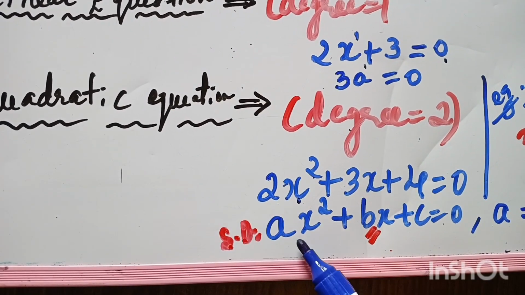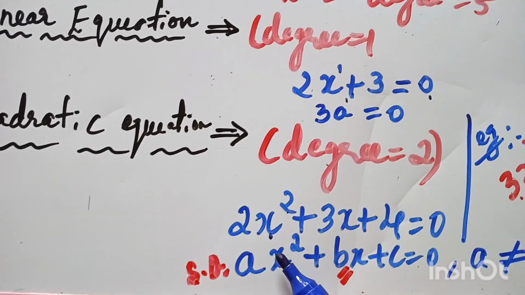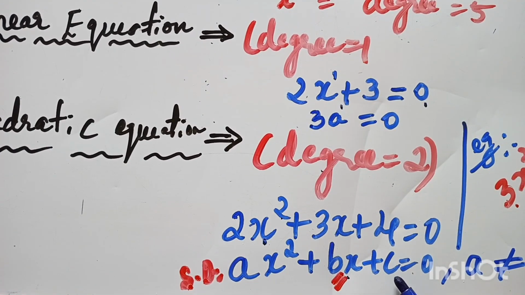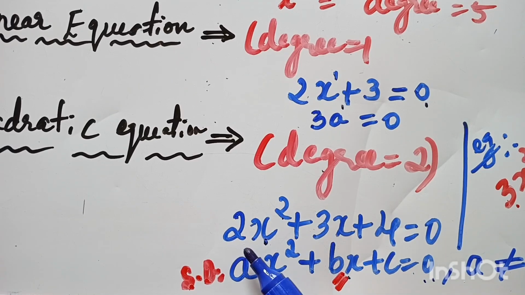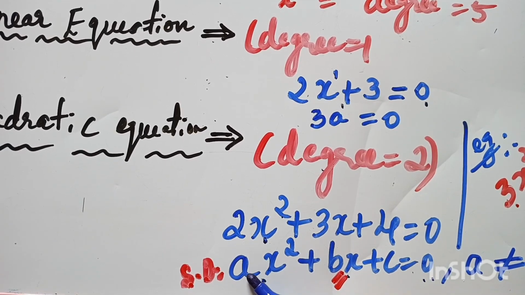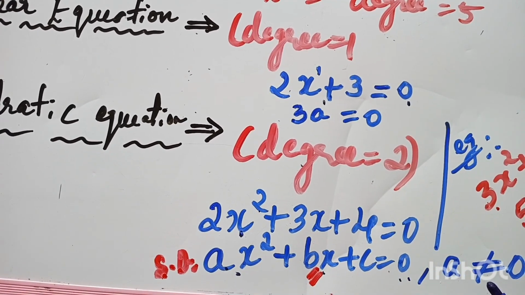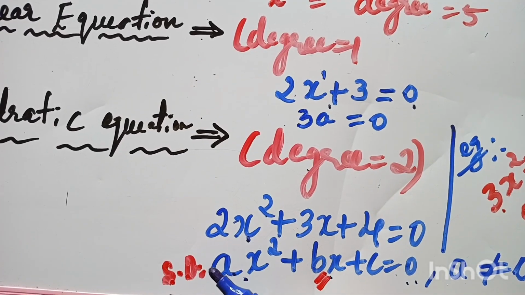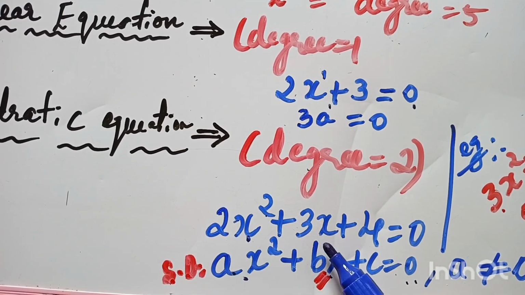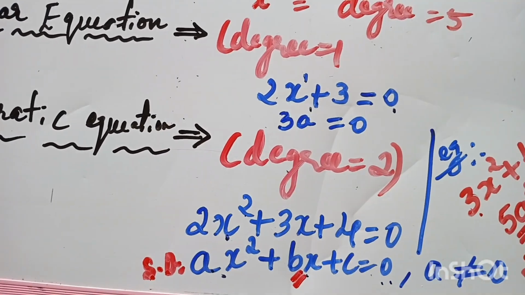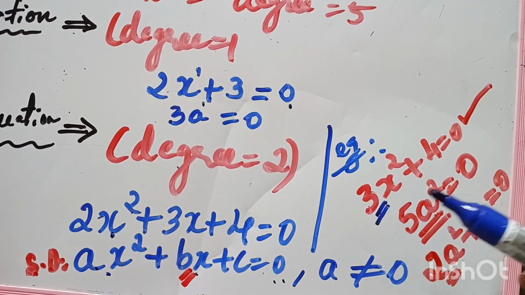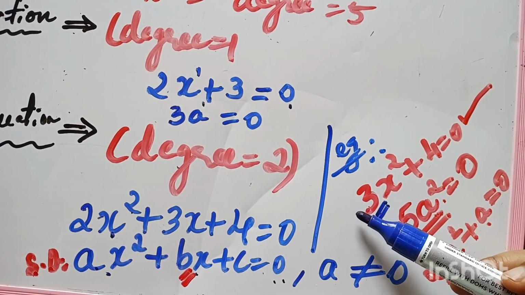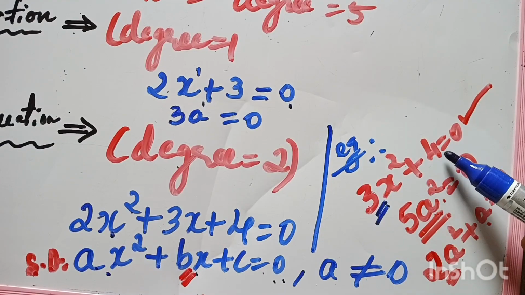In quadratic equations, the general or standard form is ax square plus bx plus c is equal to 0, where a should not be equal to 0. So for example, 2x square plus 3x plus 4 is equal to 0. That is example 1. In the place of a we can write any number, we can write minus also. Minus 3x square plus 4 is equal to 0.